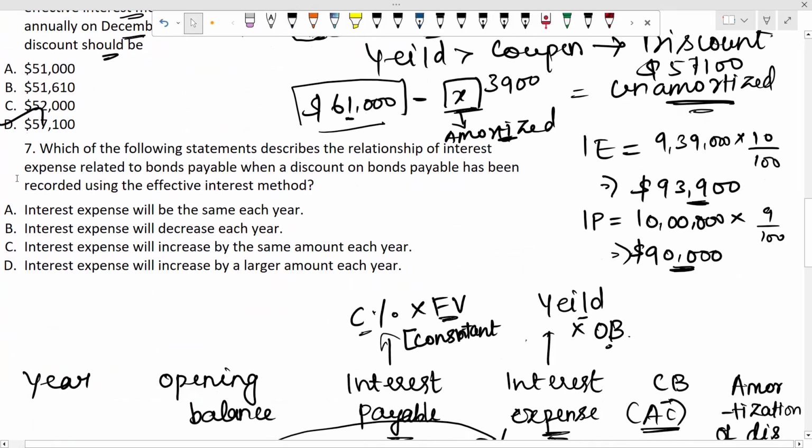Question number 7. Which of the following statements describes the relationship of interest expense related to bonds payable when a discount on bonds payable has been recorded using effective interest method? So they're asking us which of the following describes the relationship between interest expense related to bonds payable when bonds are issued at discount. So we have to look at each of the options and say which relationship is true. Interest expense will remain the same each year.